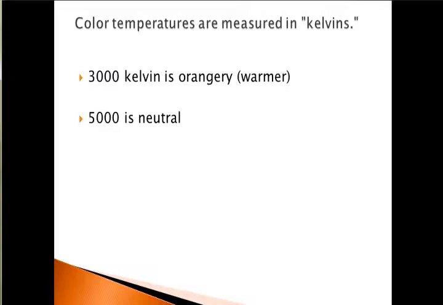Now 3,000 Kelvin is orangier. It's warmer. So if your Kelvin number goes down, you're going to get the warmer colors. 9,000 Kelvin is bluer or cooler. So the larger your Kelvin number, the cooler the colors, or the more blue your colors.